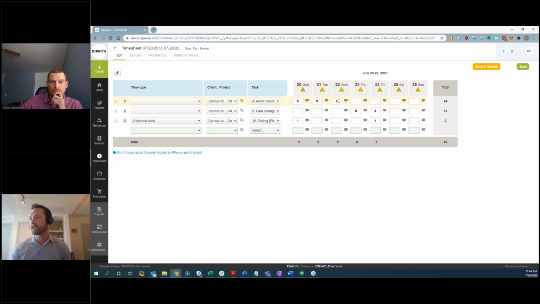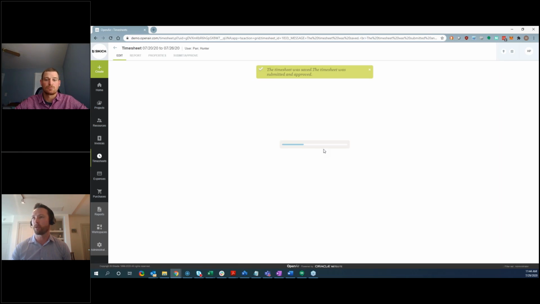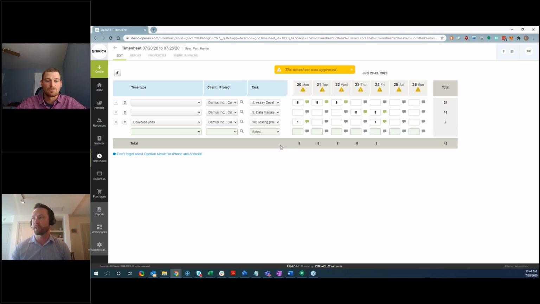I can use it for cost and budgeting data, but also in the same screen, I can have them drive when they delivered something. Now, of course, this will go through an approval process. So I'd hit save and submit. This would route to either the project manager or the defined approval process that you have for your company.